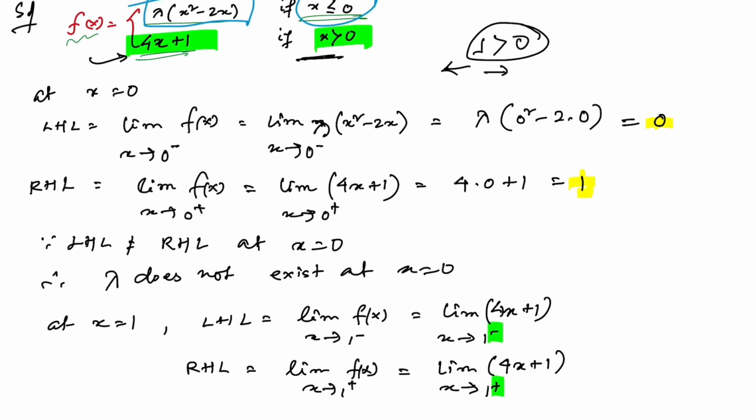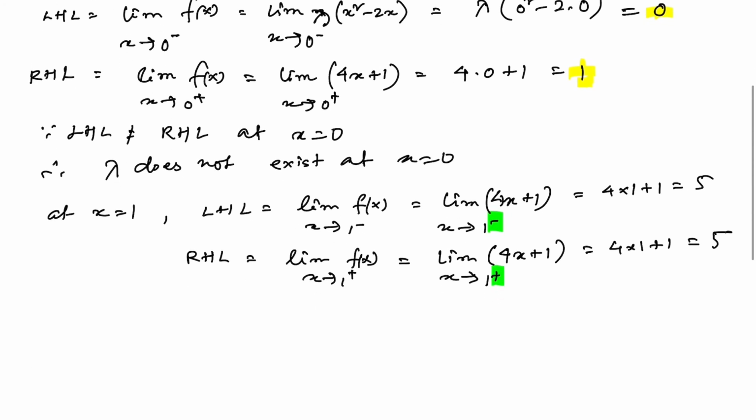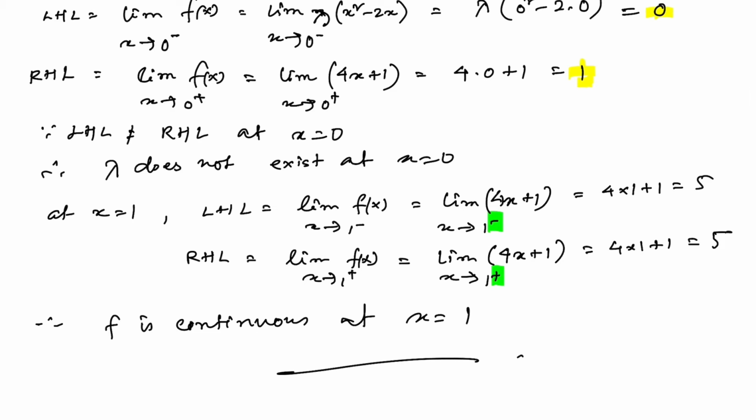Here you see this minus and plus sign on x tends to 1 positive or negative represents only left hand and right hand limit. When you put the value of x here, you don't have to write those negative and positive. Hope you have understood. Now let's evaluate: 4 into 1 plus 1, that's going to be 5. Here also 4 into 1 plus 1, that's also 5. Therefore we can write, f is continuous at x is equal to 1.